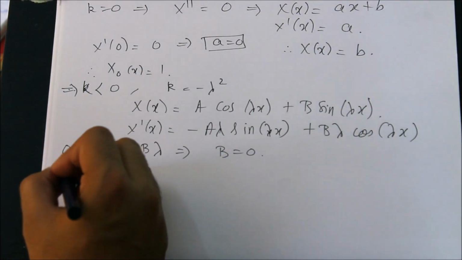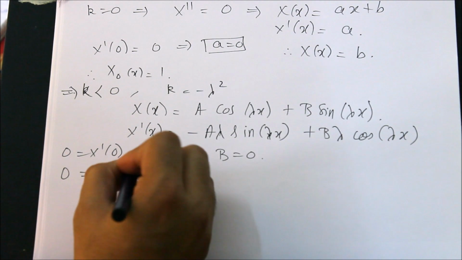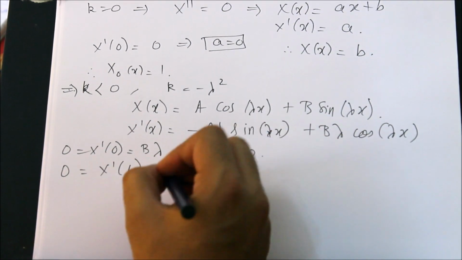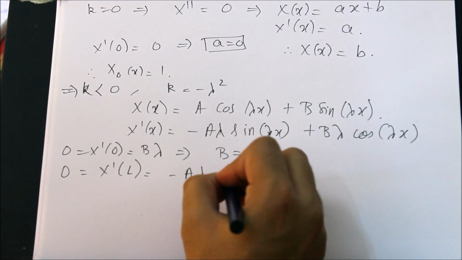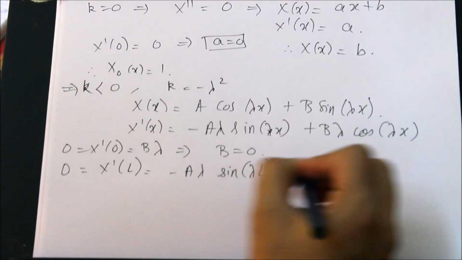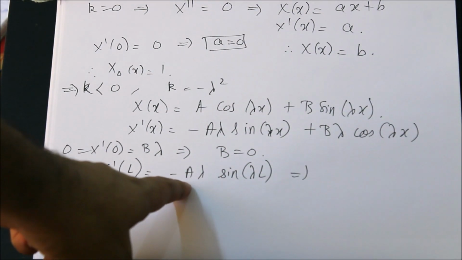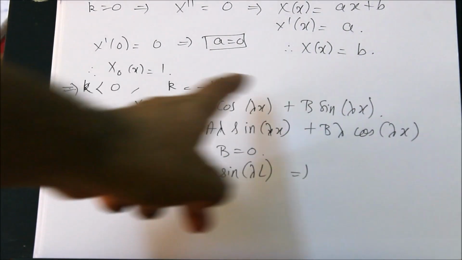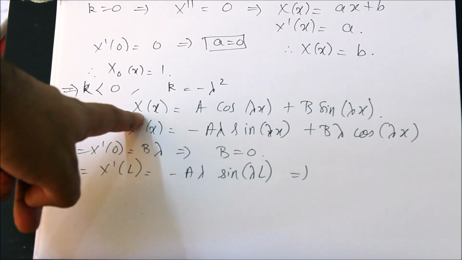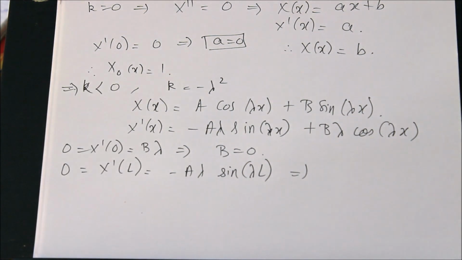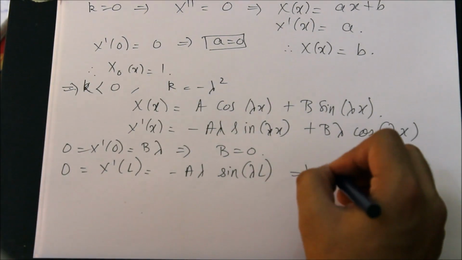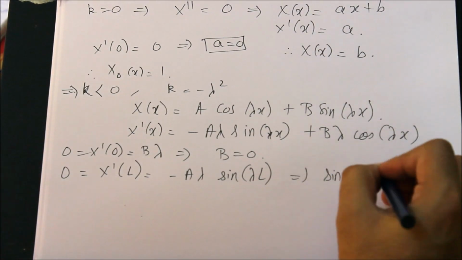And similarly, if I take 0 equal to x dash of L, what do I get? I get minus a lambda sin of lambda L. So this implies what? My lambda is non-zero. If my a is 0, then since b is also 0, I get a trivial solution. My x becomes 0, so I get the trivial solution. So suppose that a is also non-zero. So this implies what? Sin of lambda L is 0.